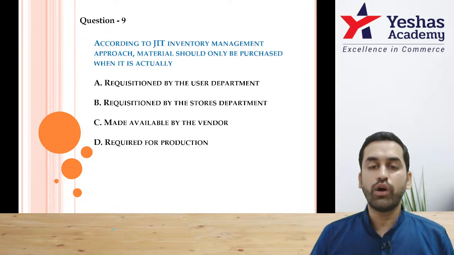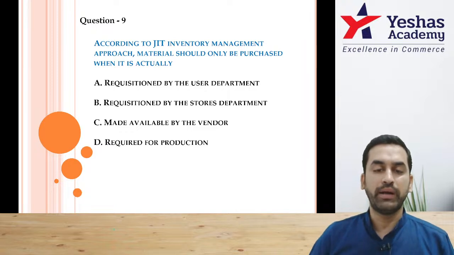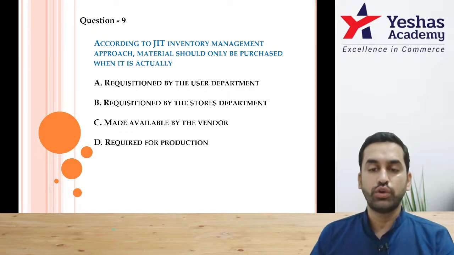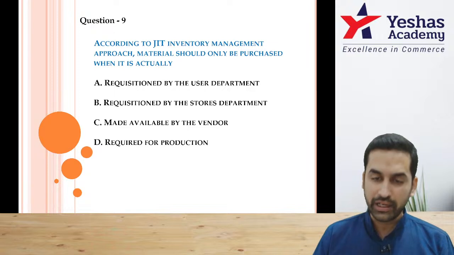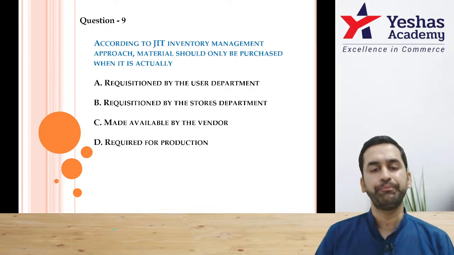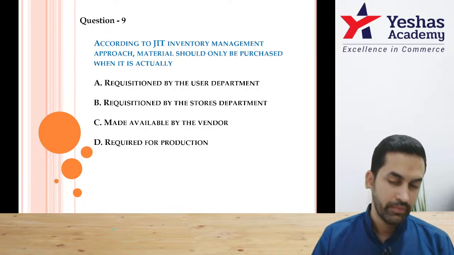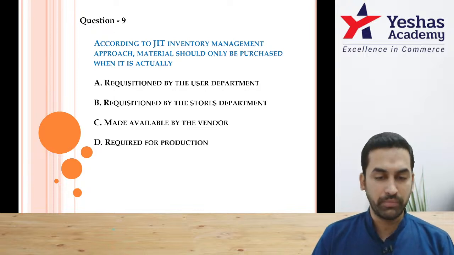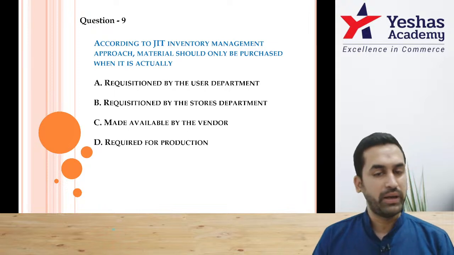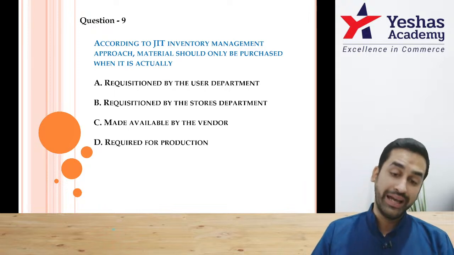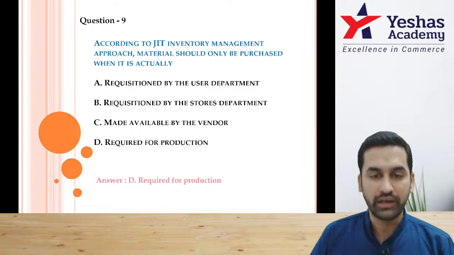Let's move on. Question 9. According to just-in-time inventory management approach, material should only be purchased when it is actually A, requisitioned by user department? No. Requisitioned by stores department? No. Made available by vendor? Definitely not. Required for production is the correct answer.